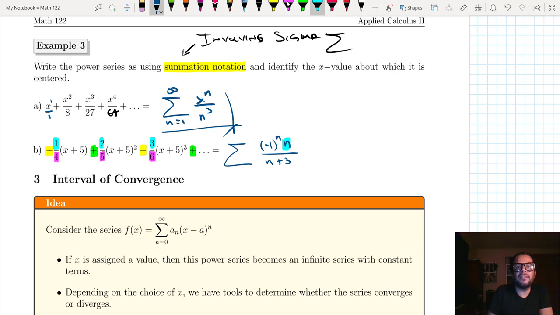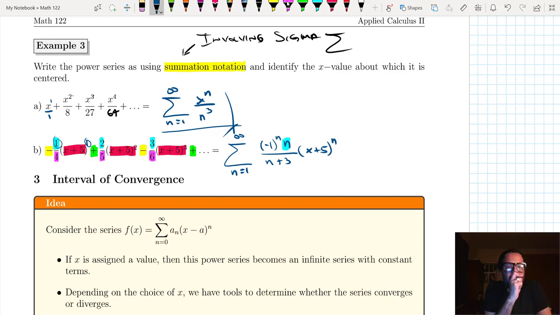And of course, this series is centered at x plus 5. And notice the powers here. These powers are coincident with the first n. So we are going to have (x + 5) to the nth power. So we are going to start our series at n equals 1 to infinity.